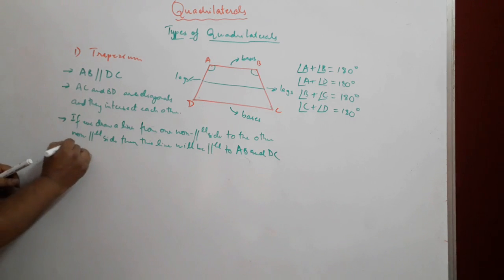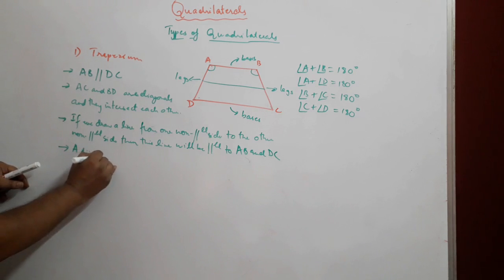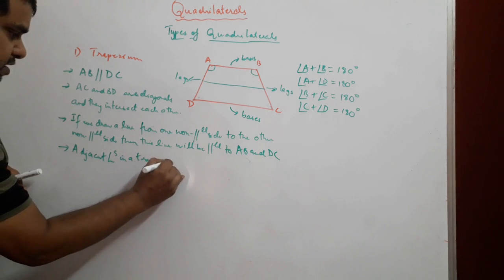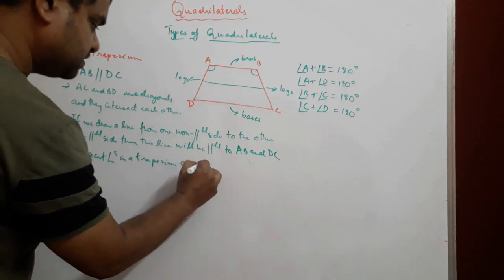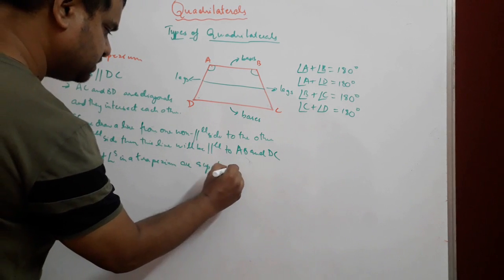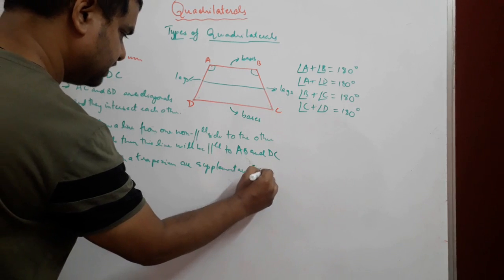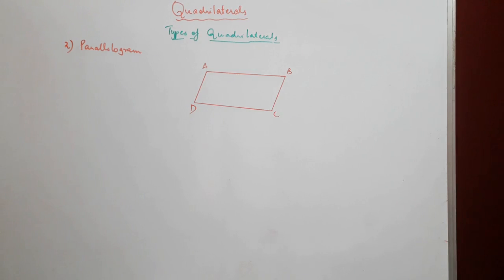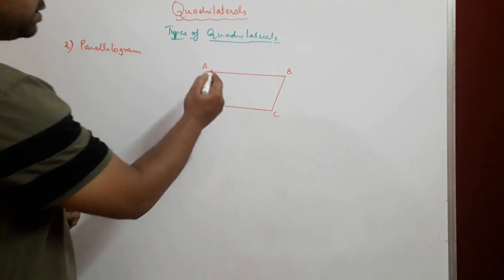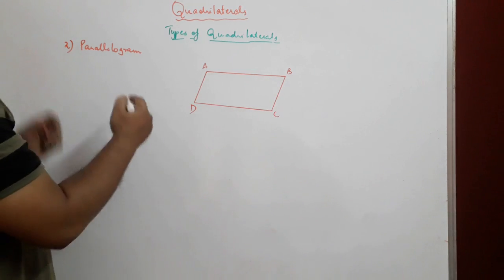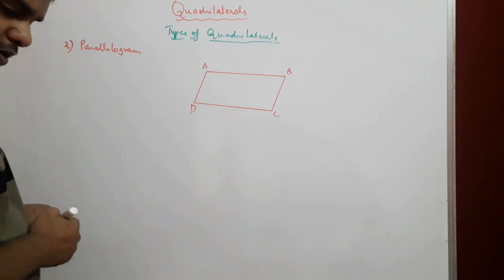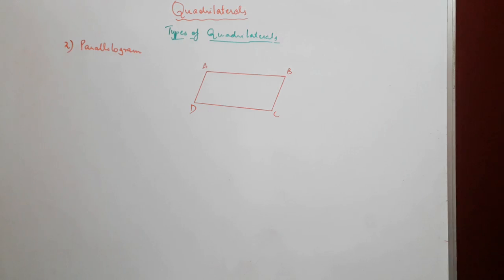So we write over here, adjacent angles in a trapezium are supplementary, okay, which means it is 180 degrees. So these are the properties of a trapezium. Coming next to the parallelogram, okay, so we have noted it down that in a parallelogram opposite sides are parallel, as the name suggests over here. Now we'll list down the various properties.